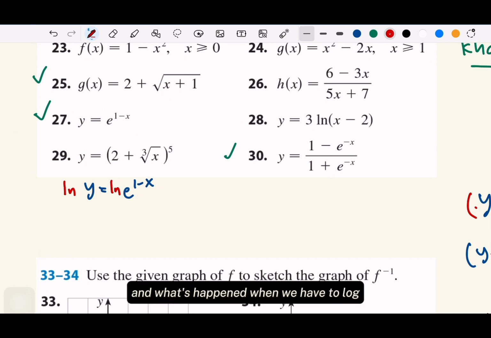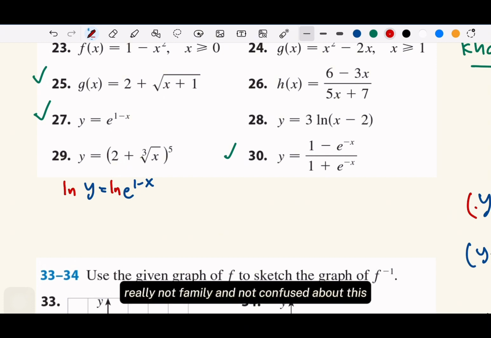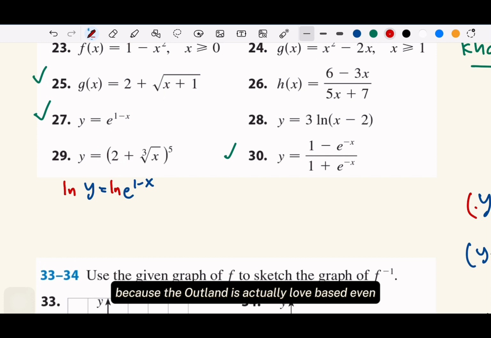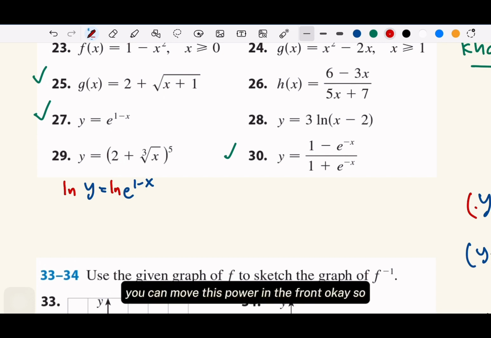And what's happening when we have log? This 1 minus x is getting down. If you're really not familiar and got confused about this, then you will get the lesson in full detail, I think, in basic math. But for now, let me just tell you that because the ln is actually log base e, it can cancel. So we can have this term here. Or if you have any log here, you can move this power in front.